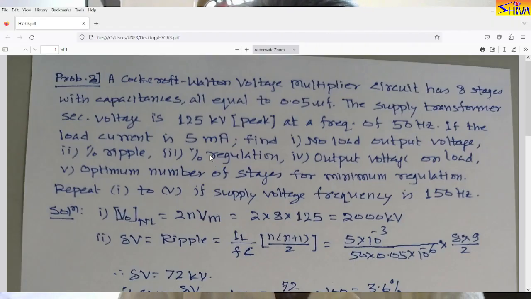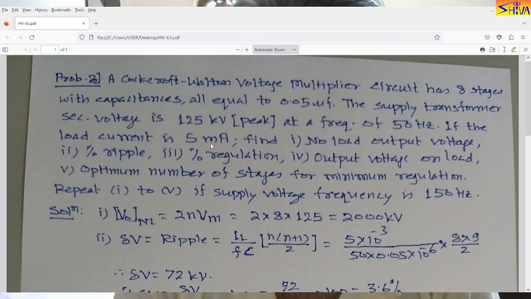Now let us solve one numerical on Cockcroft Walton voltage multiplier circuit. The numerical is, a Cockcroft Walton voltage multiplier circuit has 8 stages, means N is 8, with capacitances all equal to 0.05 microfarad. So C is 0.05 microfarad. The supply transformer secondary voltage is 125 kV. It is mentioned here that it is the peak value, so Vm is 125 kV. If this had been an RMS value, then we would have to multiply this by root 2, at a frequency of 50 Hz. So F is 50 Hz.